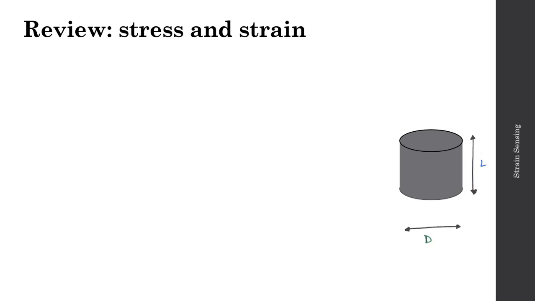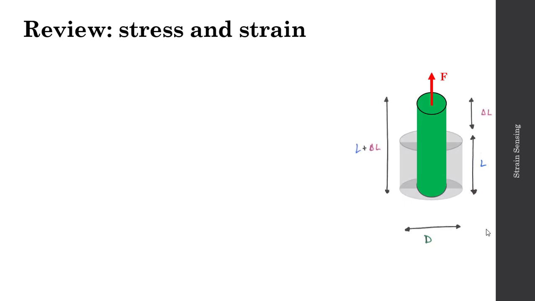In this case, I'm assuming I have a cylindrical bar of some material, and that bar has some diameter d and some length L. When I apply a force F, the bar expands to some final length L plus a delta L, and the bar contracts to a final diameter d minus a delta d. From here, I can define several important terms.